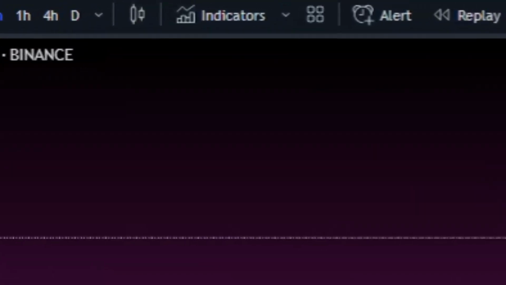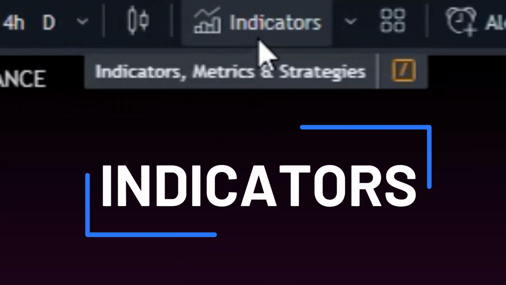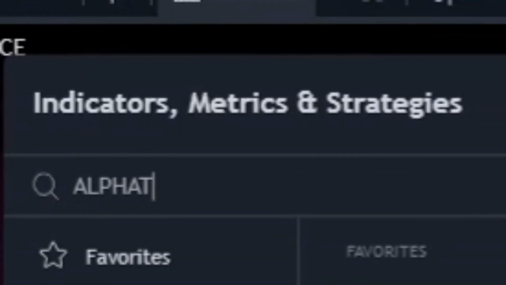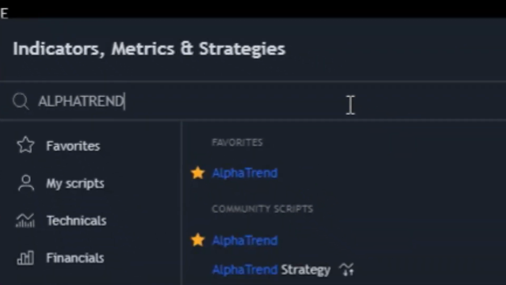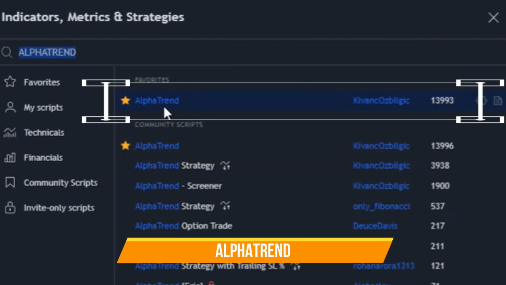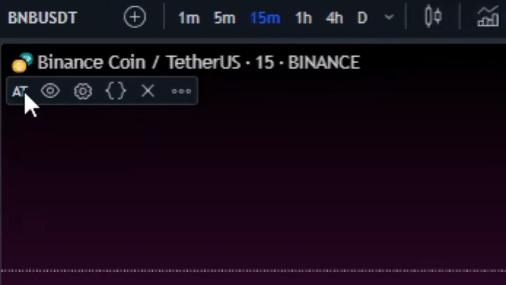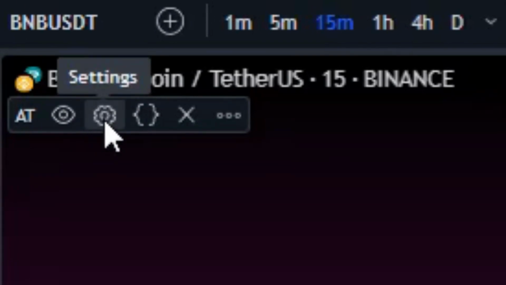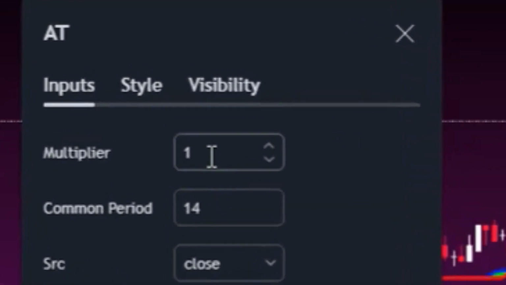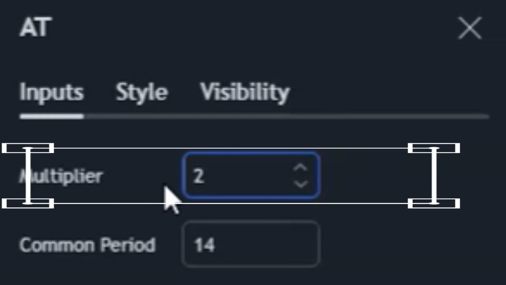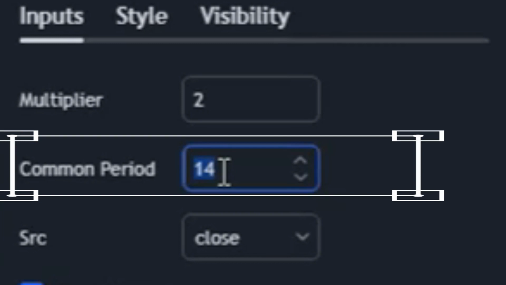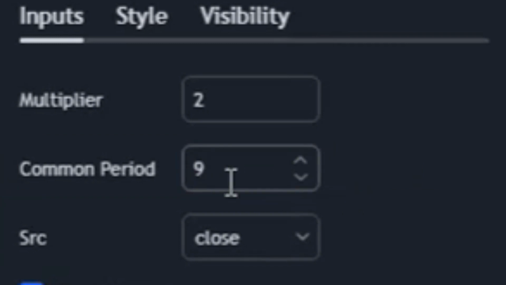Alright, let's get started by heading over to the indicators section on TradingView and adding the Alpha Trend indicator to the chart. This scalping strategy relies on three free indicators, including Alpha Trend. Once the indicator is added, we'll tweak the settings. First, change the multiplier to 2, and the common period to 9. These settings will make the trend lines respond faster.